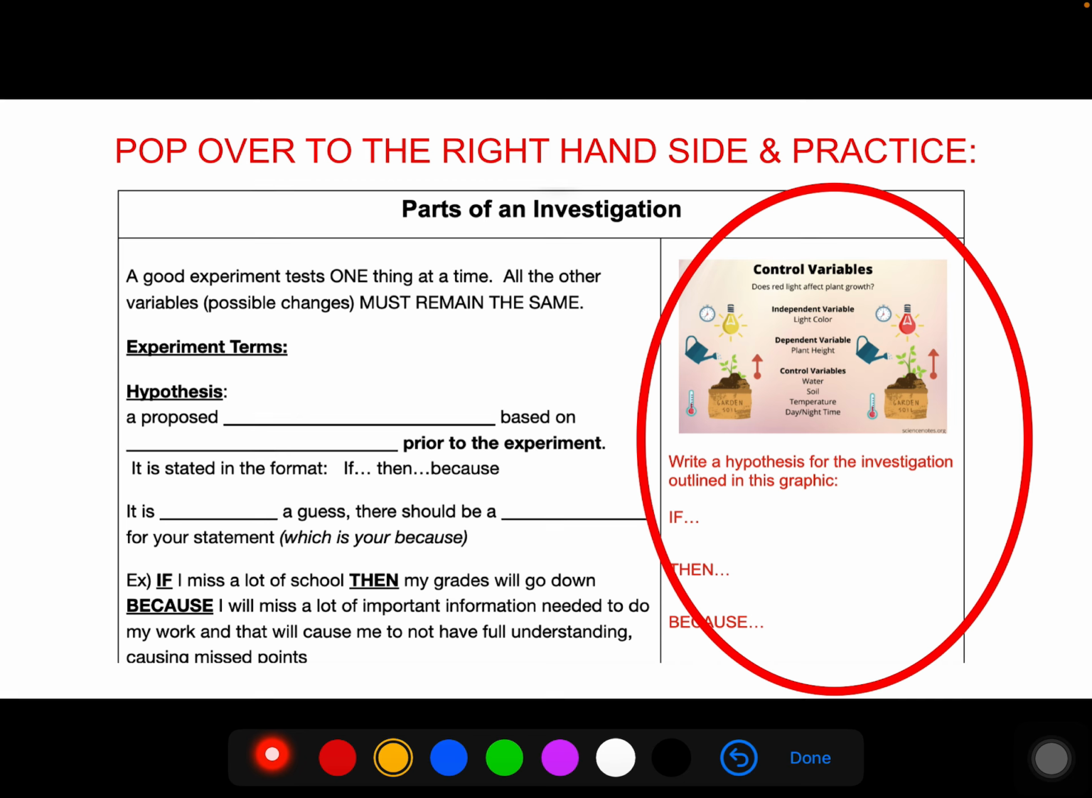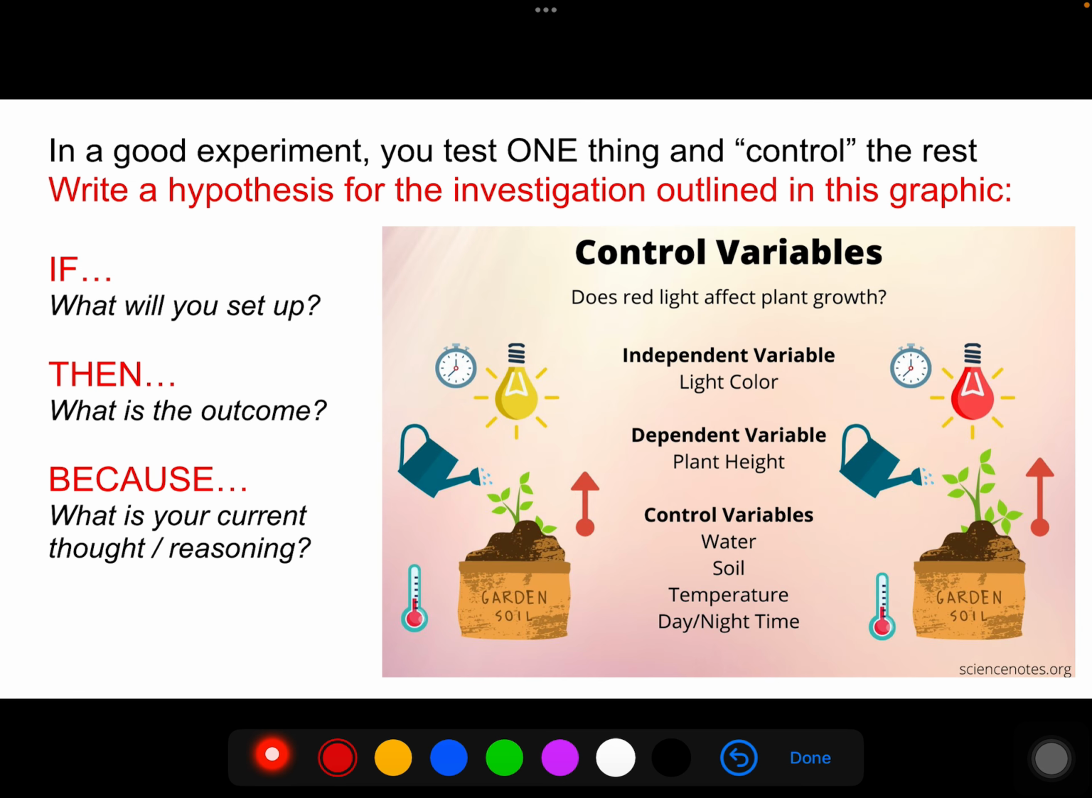So let's do a real practice for an if, then, because. We're going to do that over here on the right-hand side. So hop over there and make this happen. In a good experiment, you test one thing and control the rest. So here we have a graphic showing control variables for this particular experiment. Does red light affect plant growth? We already know light affects growth from our introductory experiment and our gizmo, but what about red light?